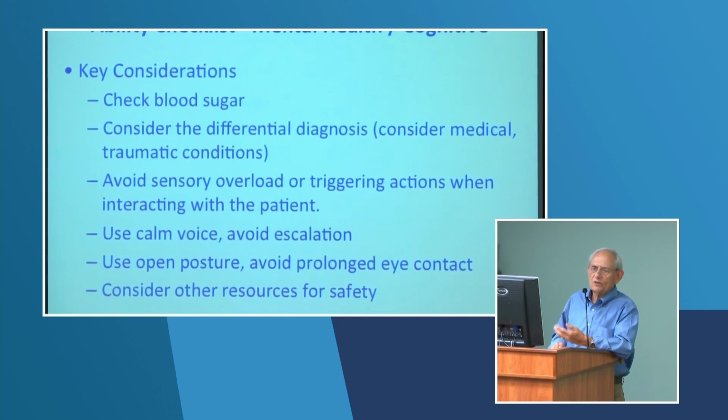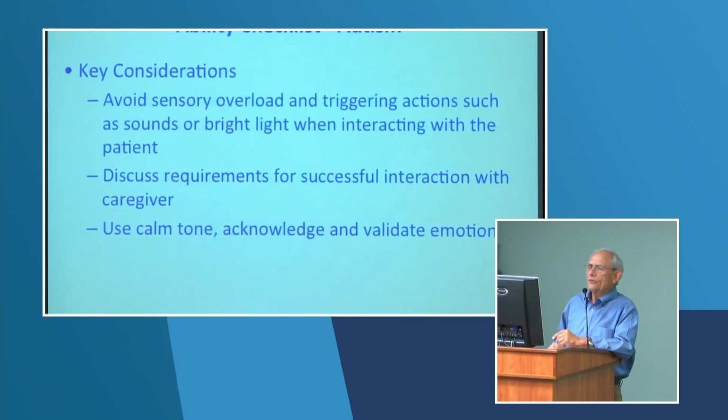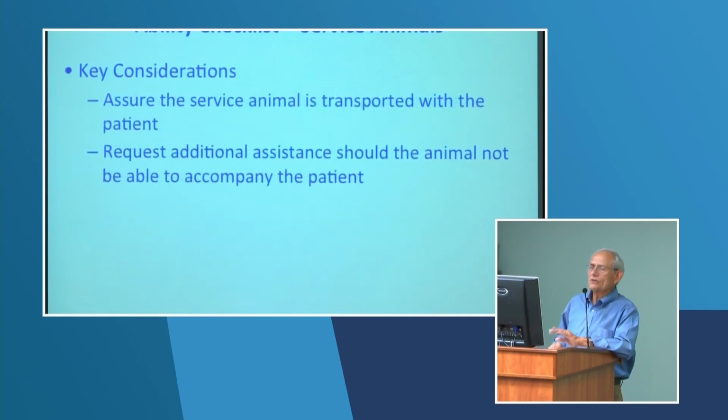If you're getting it on with the patient and it's not going anywhere, get your partner to help. Use an open posture. Avoid prolonged eye contact. And consider other resources, mental health and police. Autism: avoid sensory overload. Discuss requirements for successful interaction with the caregiver. Calm tone, acknowledge, validate emotions. Service animals checklist: assure service animal is transported with the patient. Request additional assistance if the animal cannot accompany the patient for some reason.